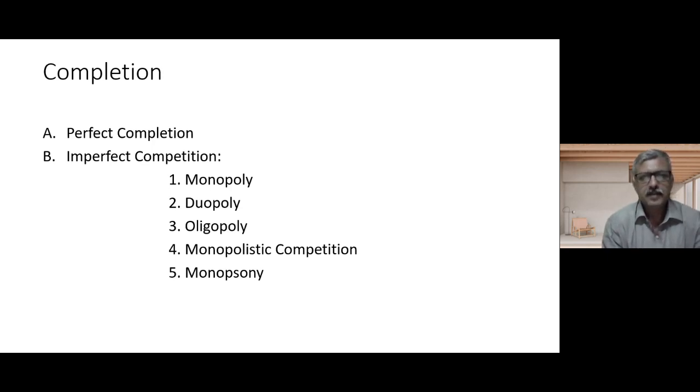Perfect competition means when there are many sellers, बहुत सारे sellers हैं, बहुत सारे producer हैं, indefinite, there is no restriction. Then we call it as perfect competition. And what is the second important feature of perfect competition? The goods are identical in nature.